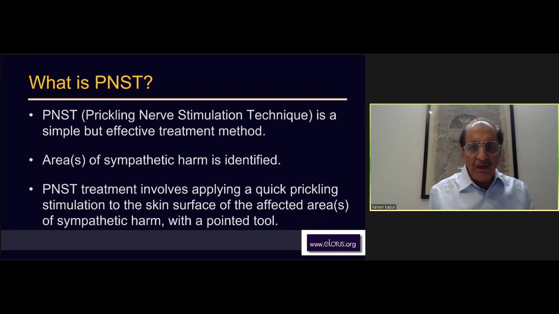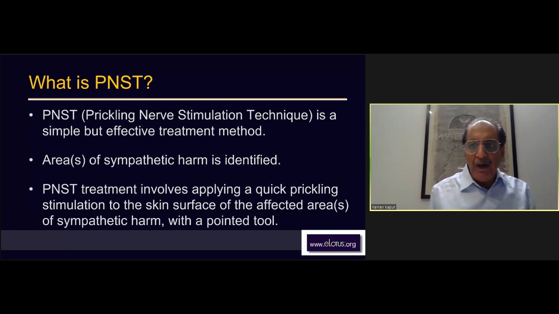In this, we first of all identify the area of sympathetic harm. Once we identify the sympathetic harm area, then PNST treatment involves applying a quick prickling stimulation to the surface of the skin of the affected areas of sympathetic harm with a pointed tool.